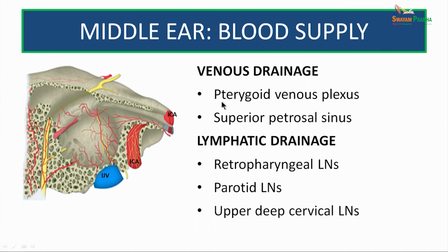The veins drain into the pterygoid venous plexus and superior petrosal sinus and thereby into the middle cranial fossa. The lymphatic nodes are the retropharyngeal lymph nodes, parotid lymph nodes and the upper deep cervical lymph nodes, where the primary drainage happens.